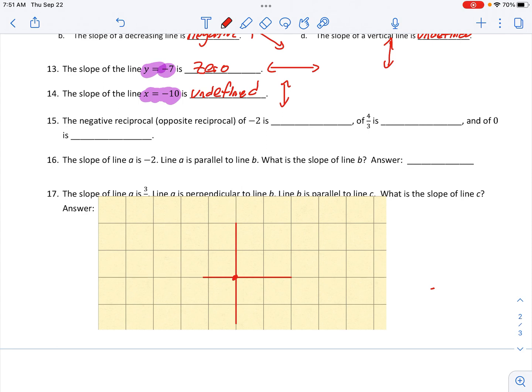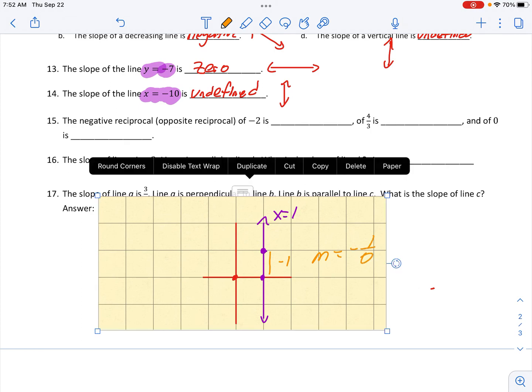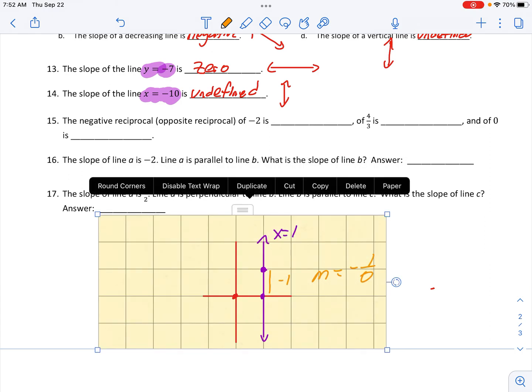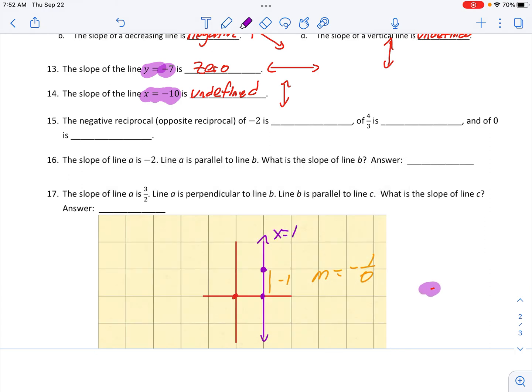There's my origin. So the reason why we say it's undefined, this is the equation x equals 1. To go from point to point, there is no run. So what I mean by that is we go down, say, -1, but I don't have to run left or right. And anytime we divide by 0, we say that is undefined. All right, let's finish this thing off.